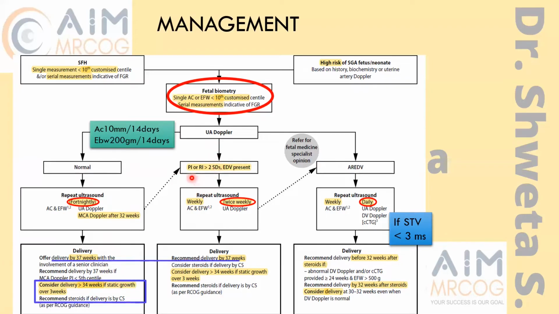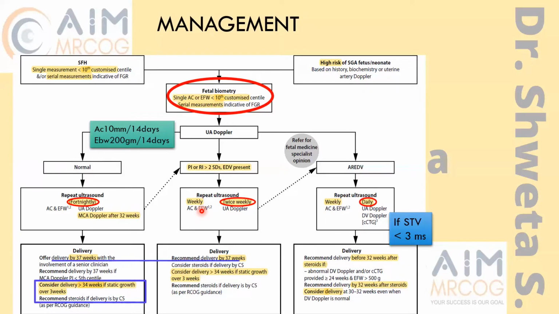Now, if it is abnormal, if pulsatility index or resistance index is more than 2 standard deviations, but end diastolic volume is present. So it is abnormal, but not that bad, absent flow is not there, at least end diastolic volume is there. What will you do? You will repeat ultrasound weekly, which will be AC and EFW, and you will be doing twice weekly umbilical artery Doppler. Earlier, in that category, you did fortnightly. Now, in this category, you will be doing twice weekly. So that is the difference.